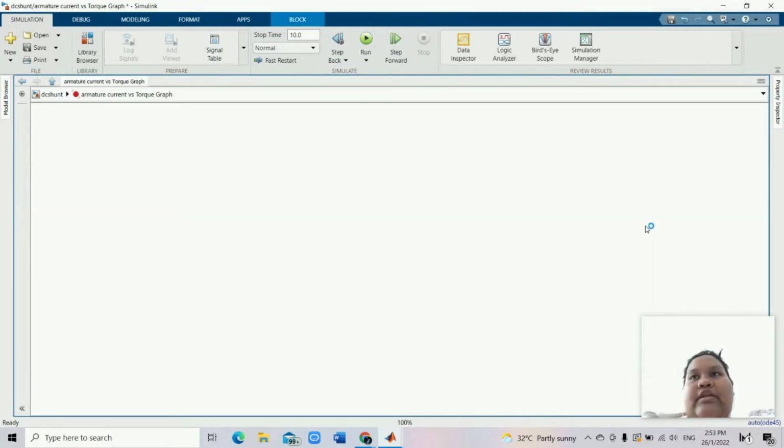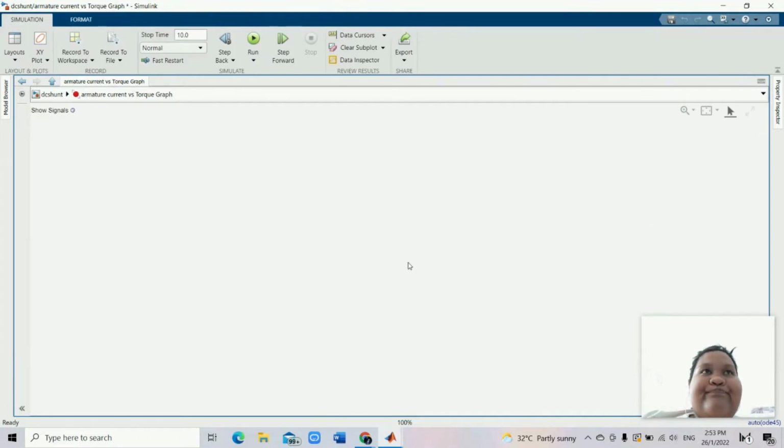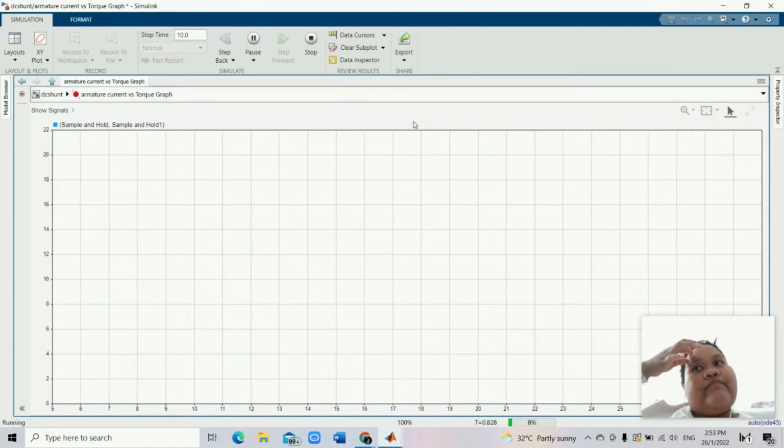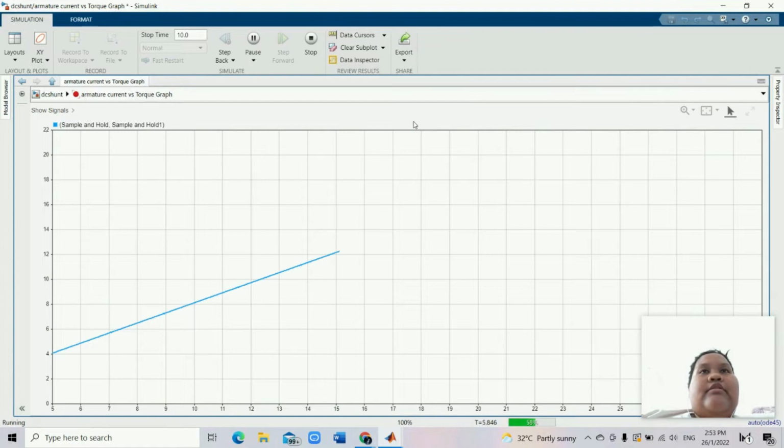The second graph is the armature current versus torque graph. As we can look at the graph, when the armature current is increasing, the torque is also increasing. Hence, it is proof that torque is directly proportional to armature current.